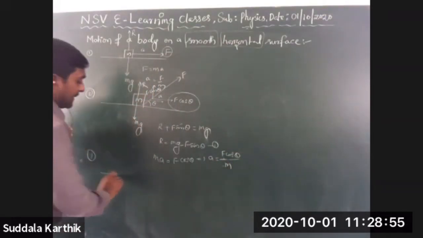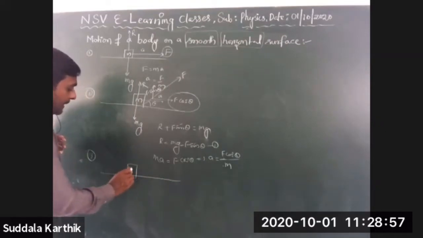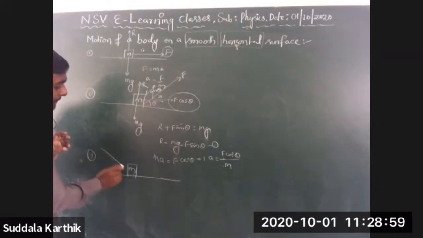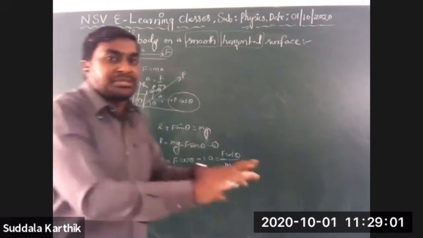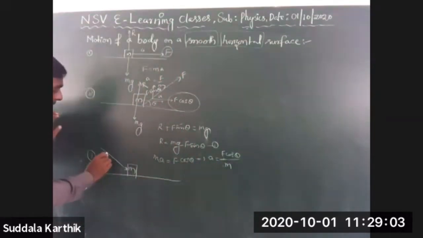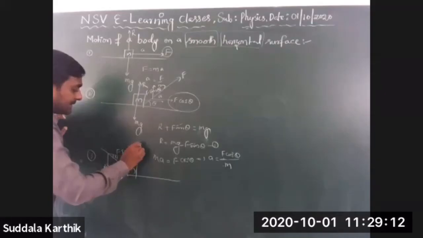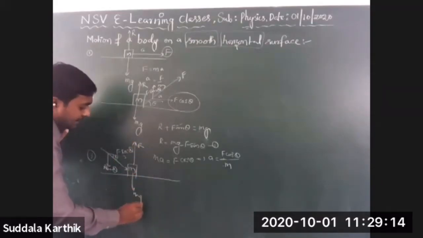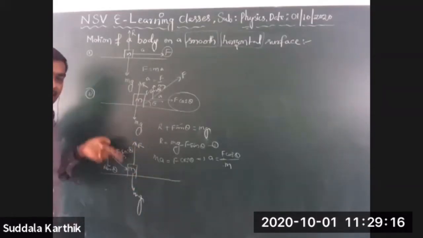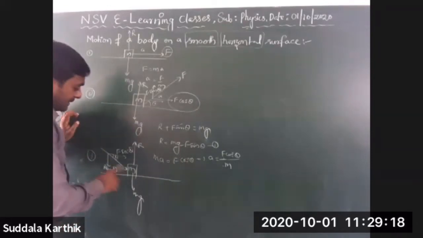Next, the same body, but earlier it was a pull, and now I am applying a push. It is subjected to a push. There are two components because it makes angle theta. This is F cos theta and this is F sin theta. R is in this direction and mg is in this direction.